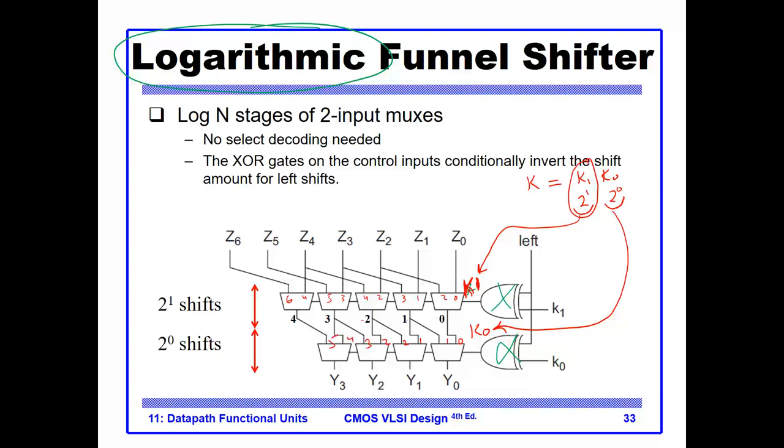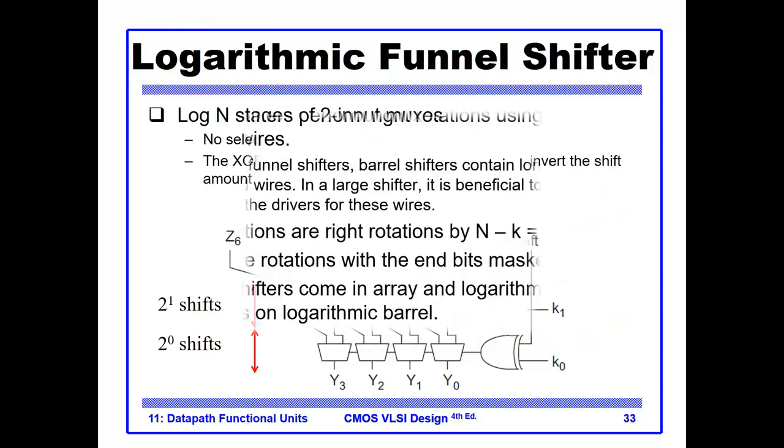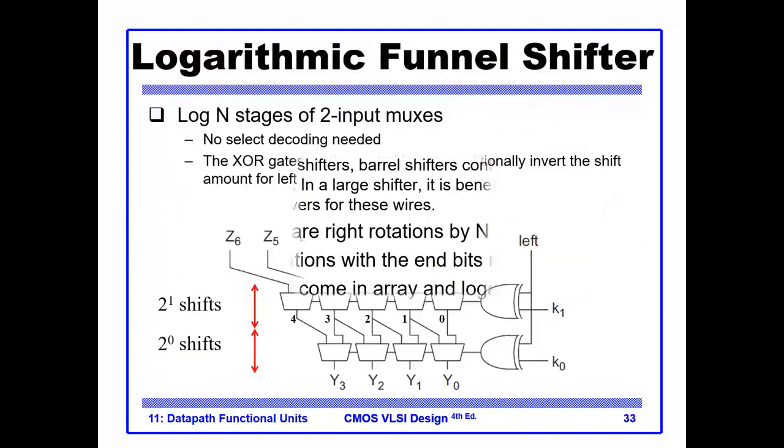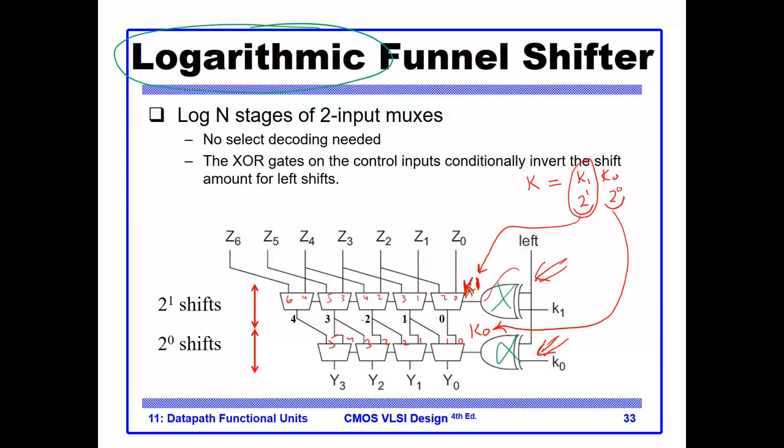Okay, now what is this left operation and all this? Well, what this is doing is just inverting the K bits in the left operation. Okay, let's check this hardware. Suppose, for example, I need to shift. Let's suppose now K equals 1, 1, which means I need to select from a 3-bit position. Remember, I want to select this window of the Z and send it to the output. So let's see what happens here with this hardware.